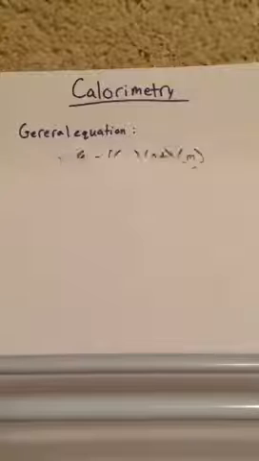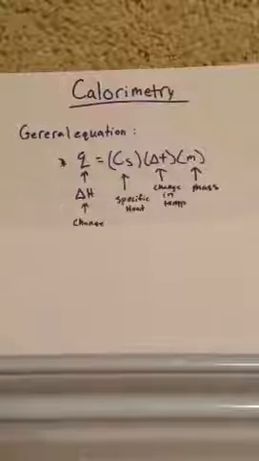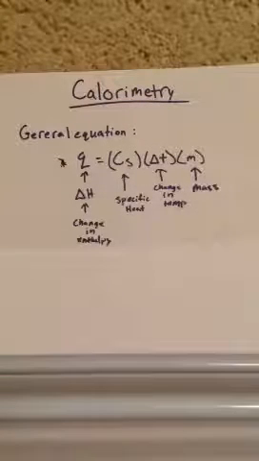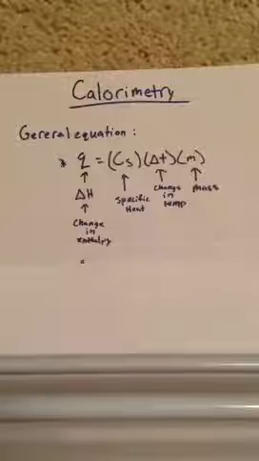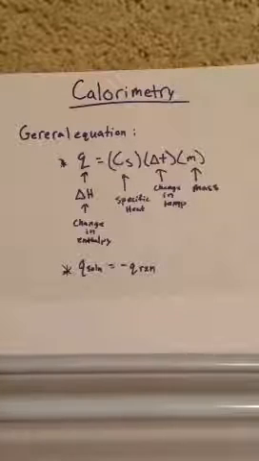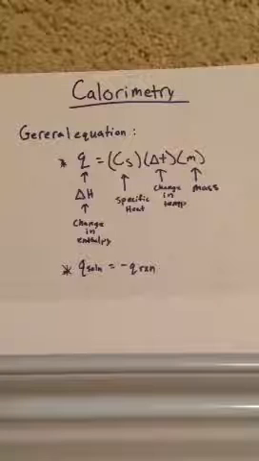Today we will be talking about calorimetry, the experimental process in which we can find the change in enthalpy for any given reaction. Before we can solve for this, we must first know what the general equation for calorimetry is. This equation is stated below as saying that the change in enthalpy equals specific heat times change in temperature times mass.